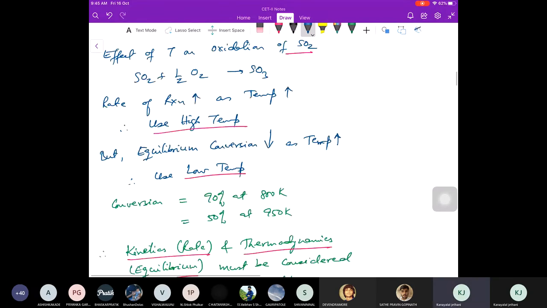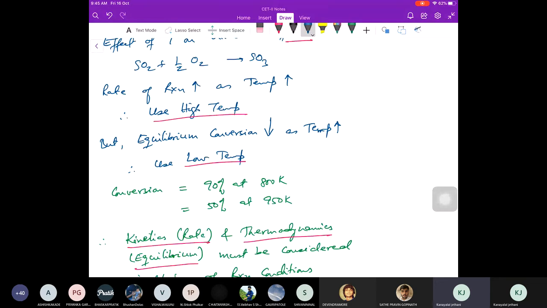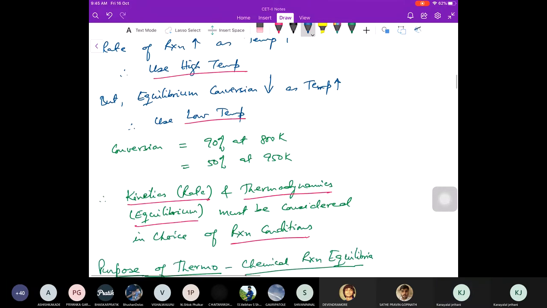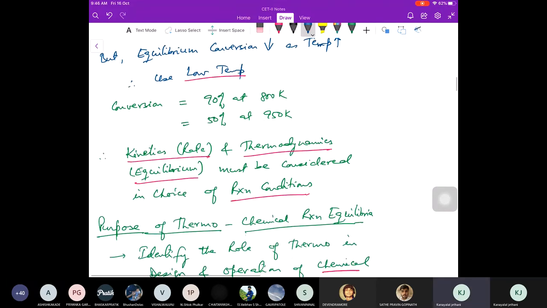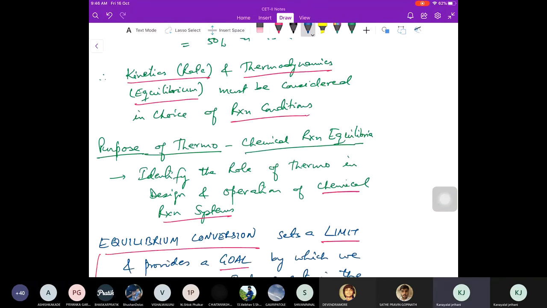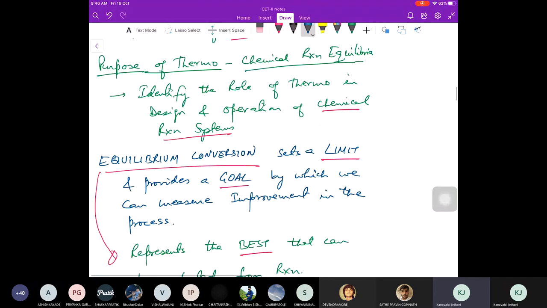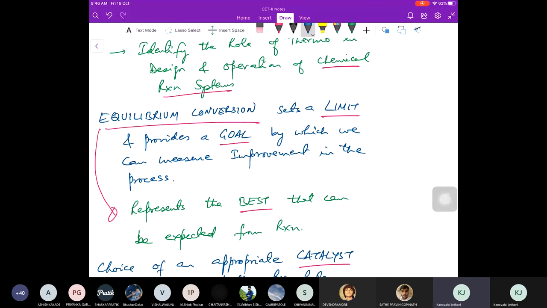Right? So data shows that conversion is 90% at 800 Kelvin for SO2 to SO3. And if increased further, it is 50% at 950 Kelvin. Right. So we have to have a balance of thermo and kinetics. So we have to consider both while deciding what conditions we should keep in any reaction. Okay. So purpose of thermo is to identify the role of thermo in design and operation of chemical reaction systems. We'll see that. Equilibrium conversion sets a limit. Itna maximum ho sakta hai. And provides a goal by which we can measure improvement in the process.